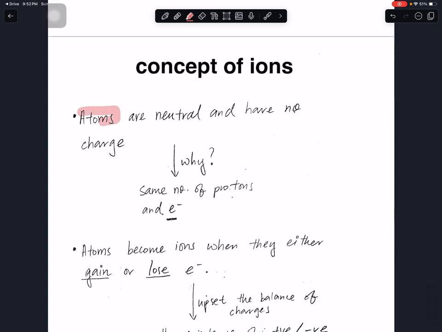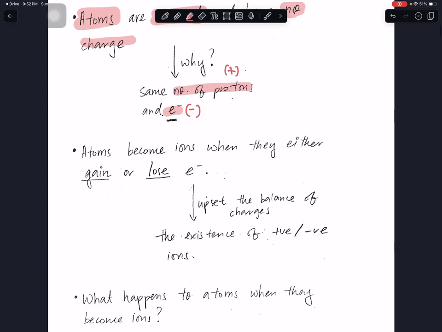Recall that atoms tend to be neutral and have no charge. Why is that the case? Because they have the same number of protons and electrons, and in this case protons are positively charged and electrons are negatively charged. So if you have the same number, they will naturally cancel out. On the other hand, when atoms gain or lose electrons, they will become your ions, because now the number of protons and electrons will no longer be balanced.